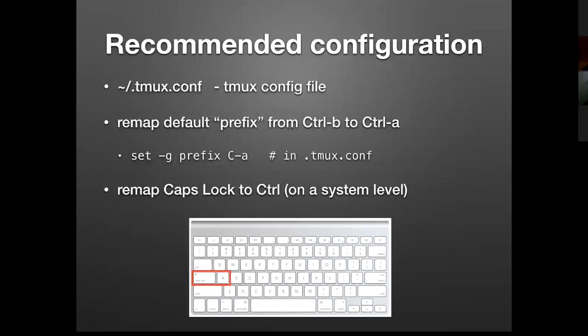So what is prefix? If you're a beginner, this is like a new word for you. Well, prefix is a key or a key combination like control B or control A that you have to press before triggering any of the tmux commands and tmux operations. So by default on tmux, this is control B. We want to remap it to control A, and you'll see shortly why. That's one thing I'd recommend.